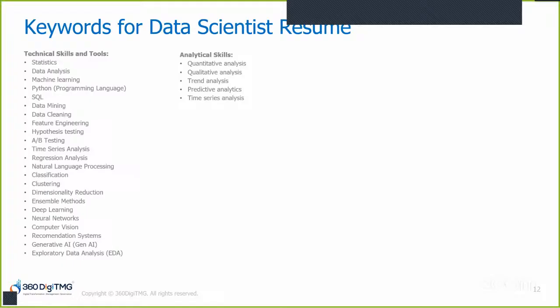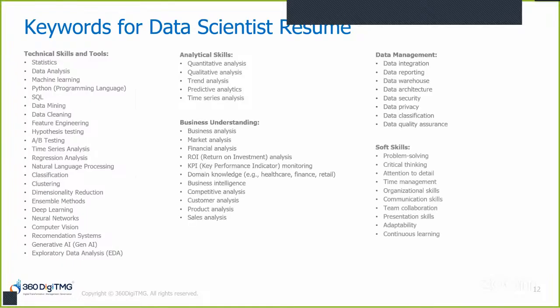So what are the relevant keywords we have for the data scientist job role? Okay, so here we have some technical skills, analytical skills, business understanding, data management, soft skills. So you will get some key points here. You can take a screenshot of it also. Okay, so I have so many keywords here. You should not mention all the keywords in that resume. So the job description is very important. Based on that job description, you have to mention your skill sets.